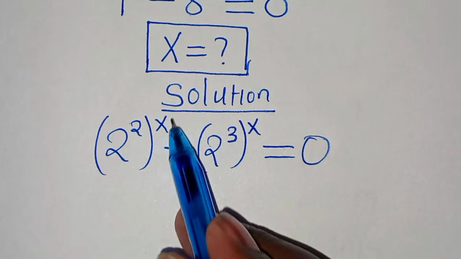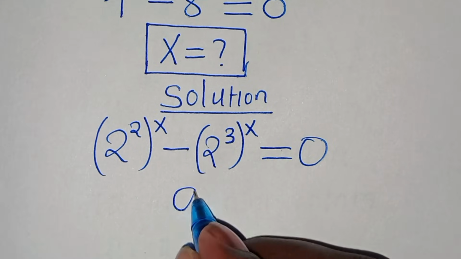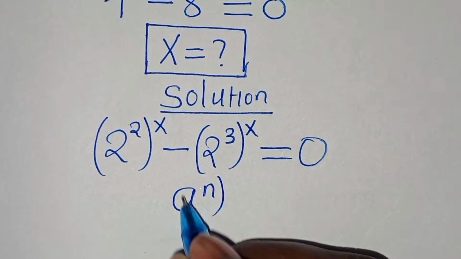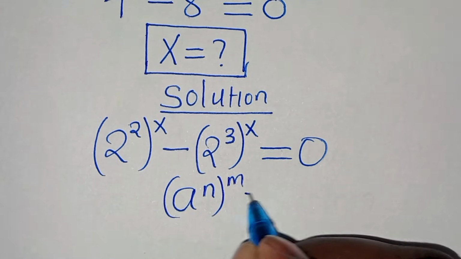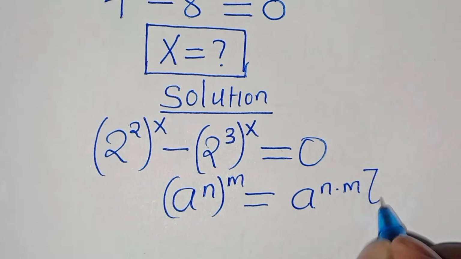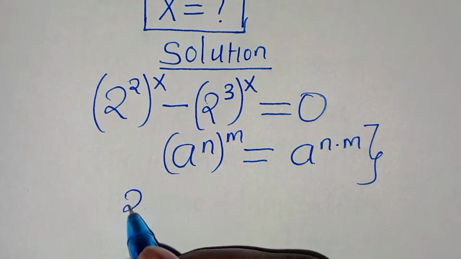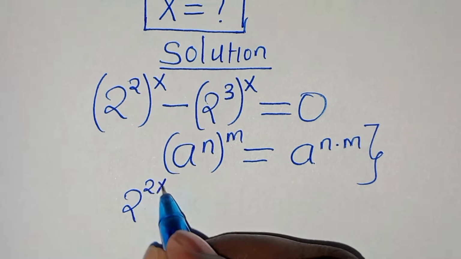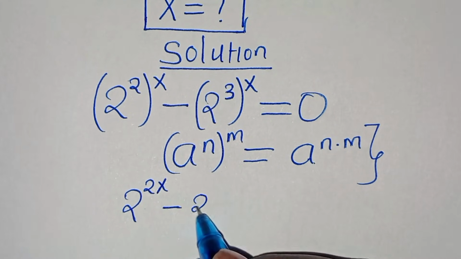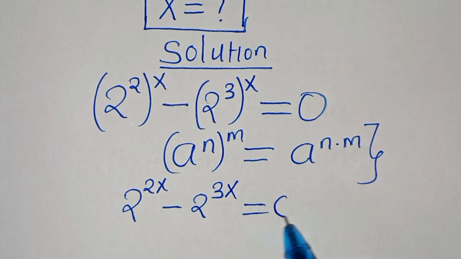2 to the power of 2 to the power of x and 2 to the power of 3 to the power of x. This is in the form of a to the power of n raised to the power of m, which we can express as a to the power of n times m. Applying this exponent property, then we have 2 to the power of 2x minus 2 to the power of 3x. This is equal to 0.